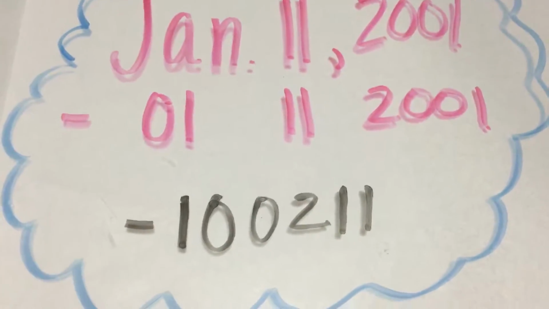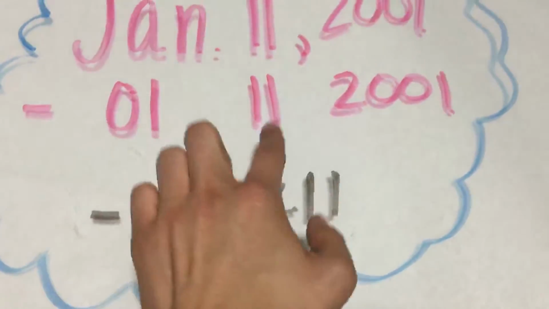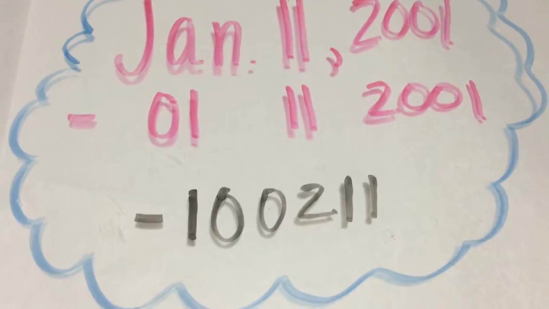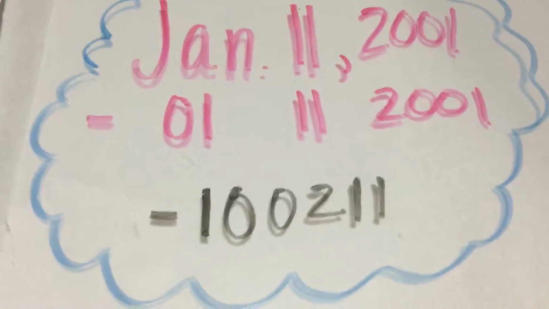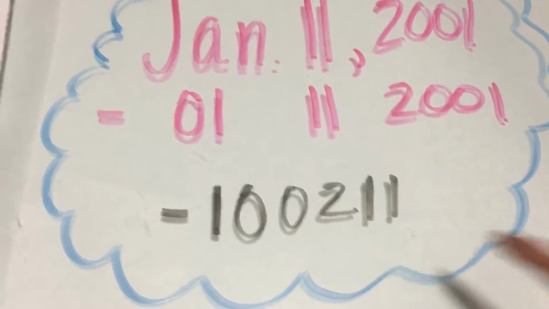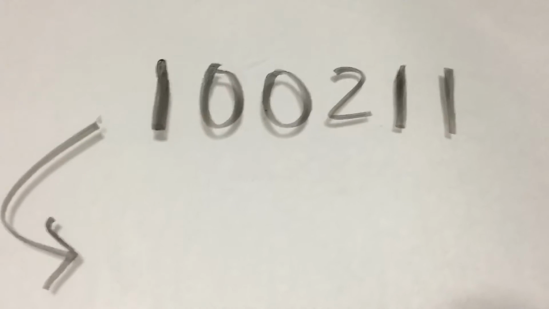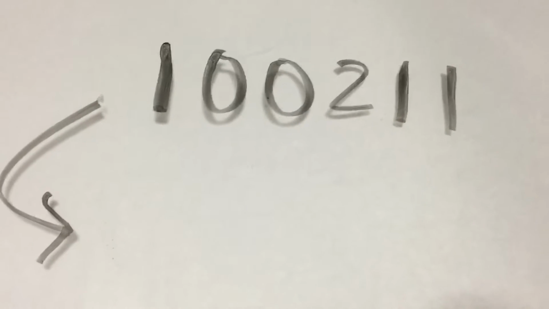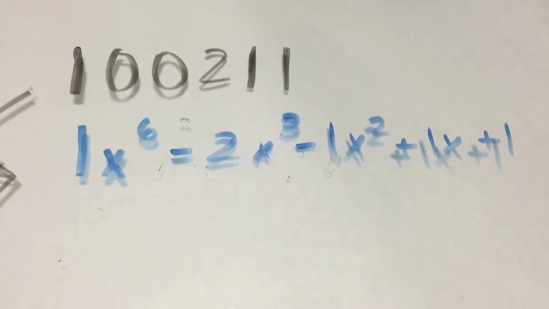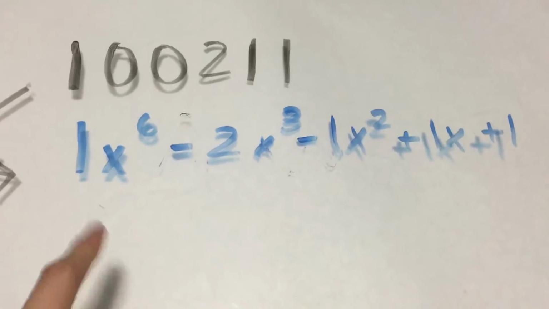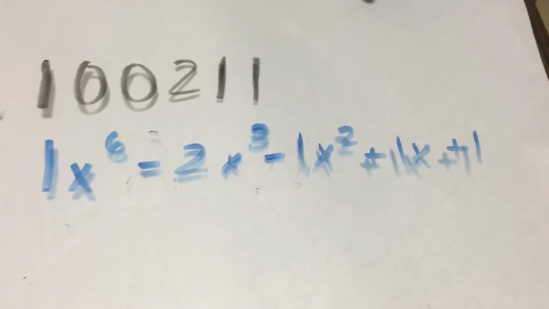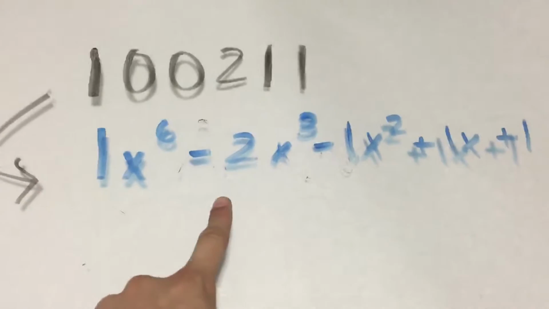So my number format would be 01112001. After doing so, you will reverse those numbers. So my numbers would be 100211. In order to make the polynomial, you need to exclude all zeros in between the numbers. So my polynomial would be 1x to the 6th minus 2x cubed minus 1x squared plus 1x plus 1.